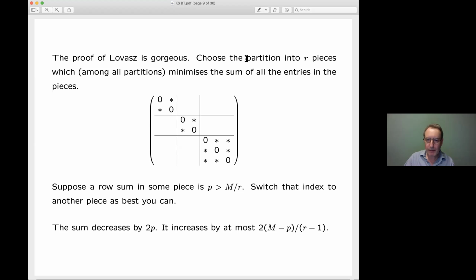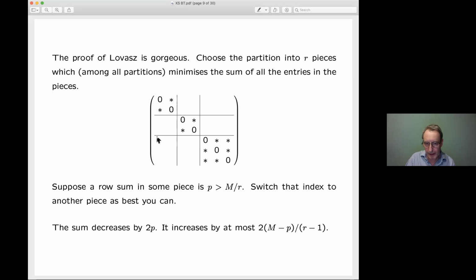Now, what happens to the sum of all the entries in these pieces when I do this switching? Well, of course, the sum decreases by 2p because I've got the row sum p and the corresponding column sum there, p, and I lose those because my index is going into a different piece. So I lose 2p from these pieces here. But it increases because if I put it into this group, I now get the row sum here and the corresponding column sum there. If I put it into this piece, I get the row sum here and the corresponding column sum up there.